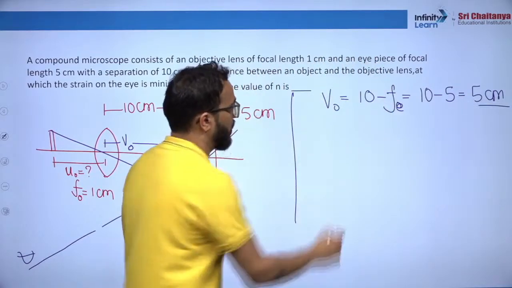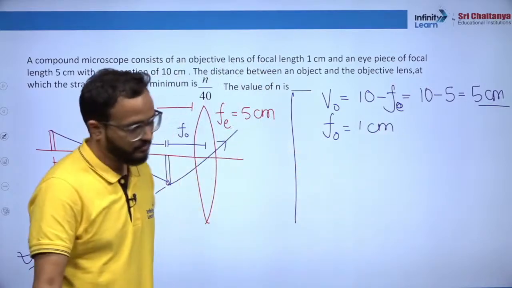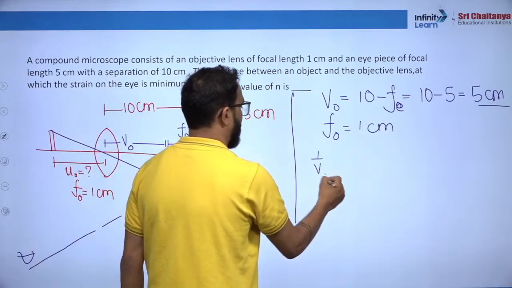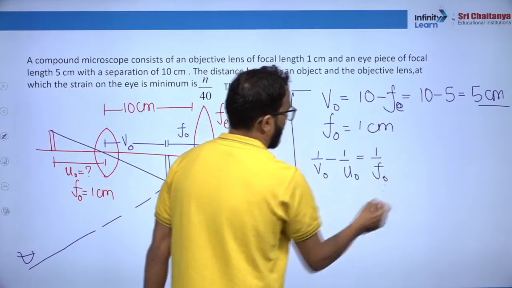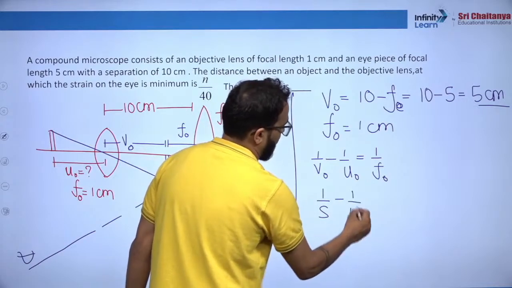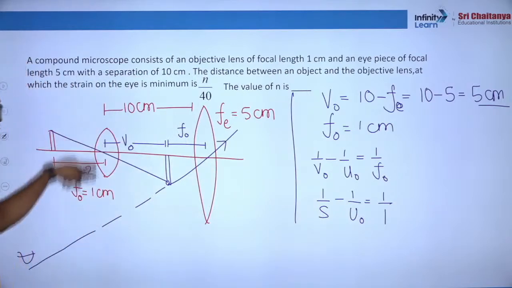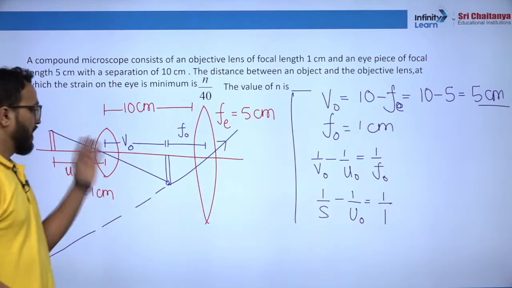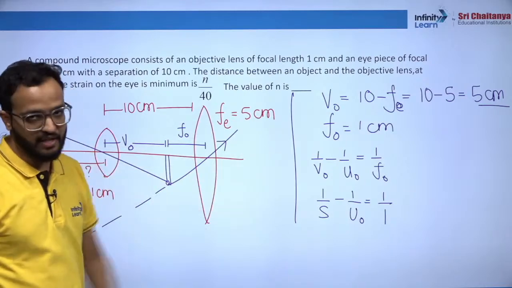Okay, F naught is already known to you, 1 centimeter. Can you find out U naught? Yes, you will say, sir, 1 by V naught minus 1 by U naught is 1 by F naught. So 1 by 5 minus 1 by U naught is equal to 1 by 1. Both will be positive because it's a converging lens. Image is formed here, so obviously in the direction of incident rays it will be taken as 5 centimeter positive.